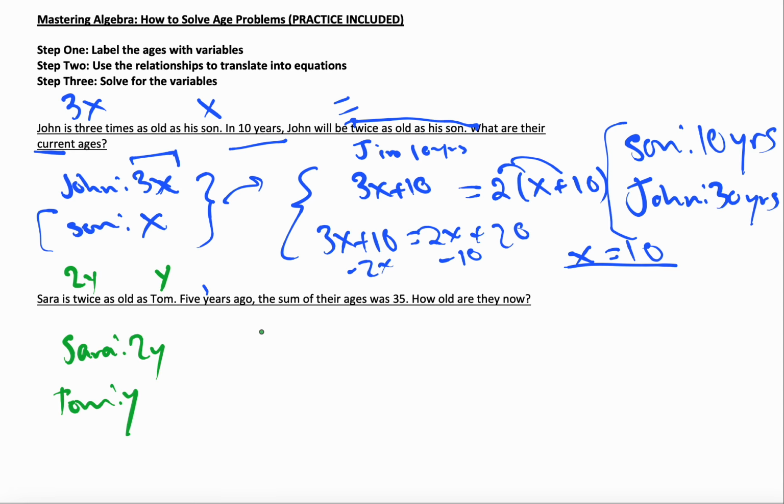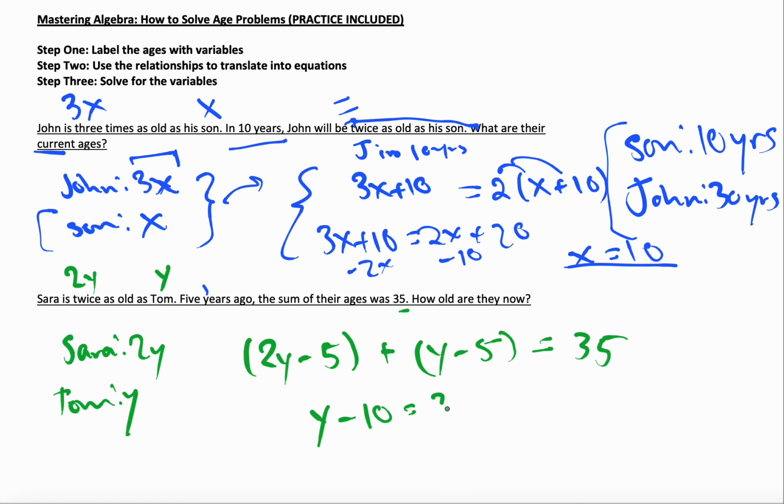And now we're going to think about how 5 years ago, so not in 5 years, it's 5 years ago, the sum of their ages was 35. So let's do 2y minus 5, because I'm taking away 5 years, plus Tom's age minus 5 equals what? The sum of their ages was 35. And now we just simply combine like terms. So y minus 10 equals 35. Y equals 45, right? Because we add 10, we add 10.